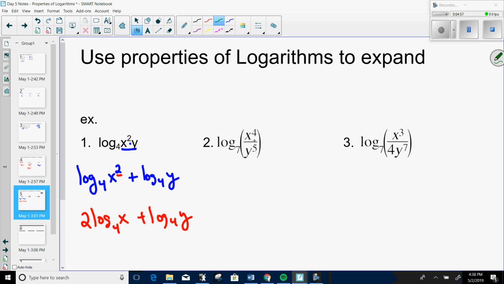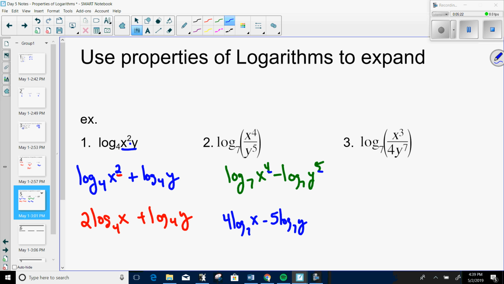So the next one we have division. Division can change to subtraction. So this becomes log base 7 of x to the 4th minus log base 7 of y to the 5th. The only thing left to do here is take these exponents and move them out front. This will become 4 log base 7 of x minus 5 log base 7 of y. And that right there is your final answer.